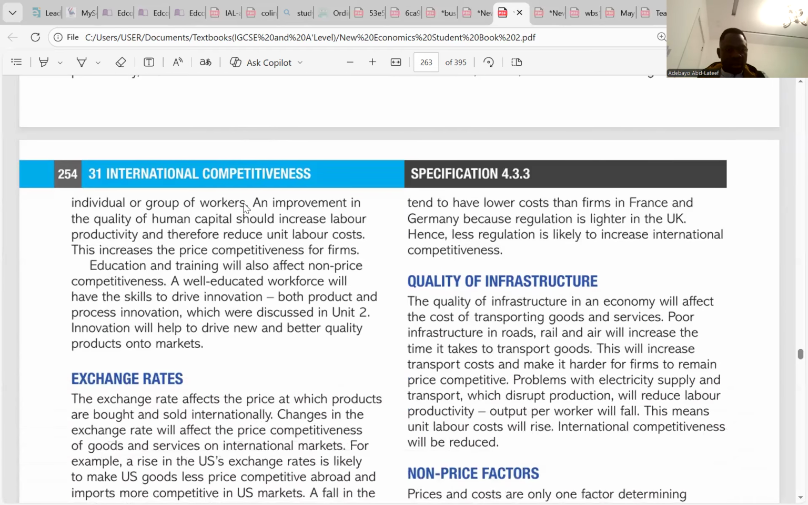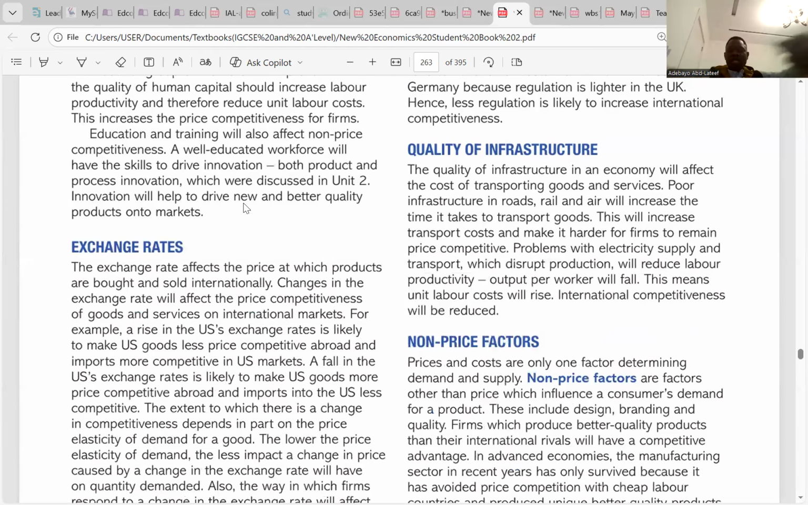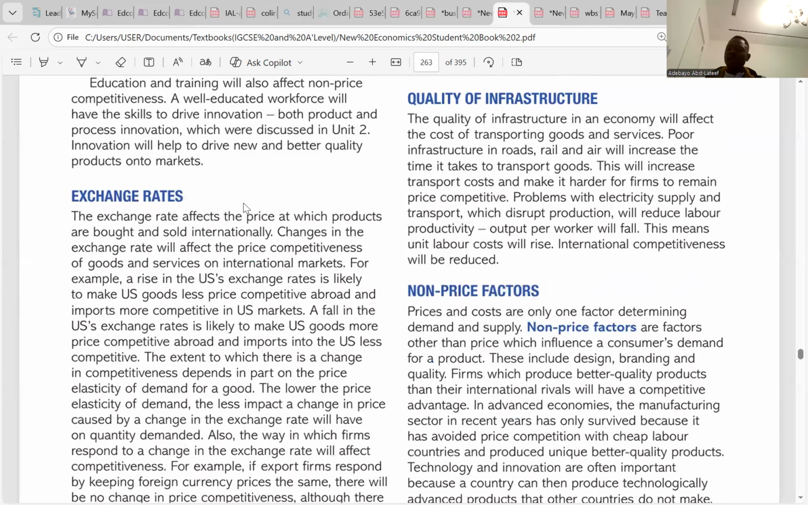Okay. The third one is exchange rates. Are you there? Another factor that could determine how competitive a country is internationally is the exchange rate. And when we talk about exchange rate, we're simply talking about the price of a country's currency relative to other countries' currencies. So I'm going to read further.